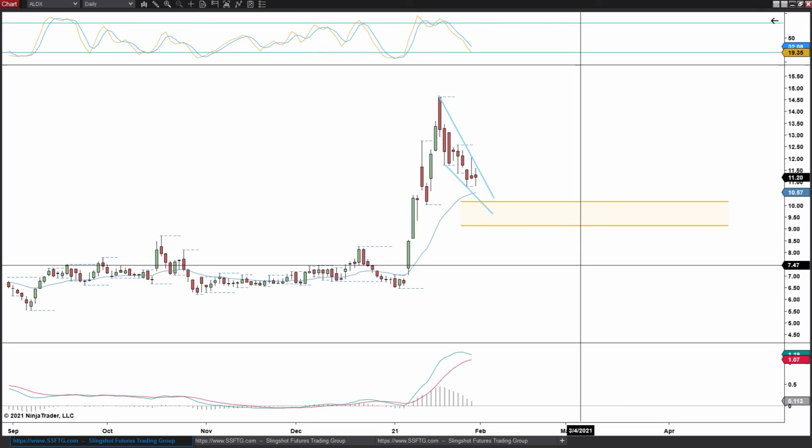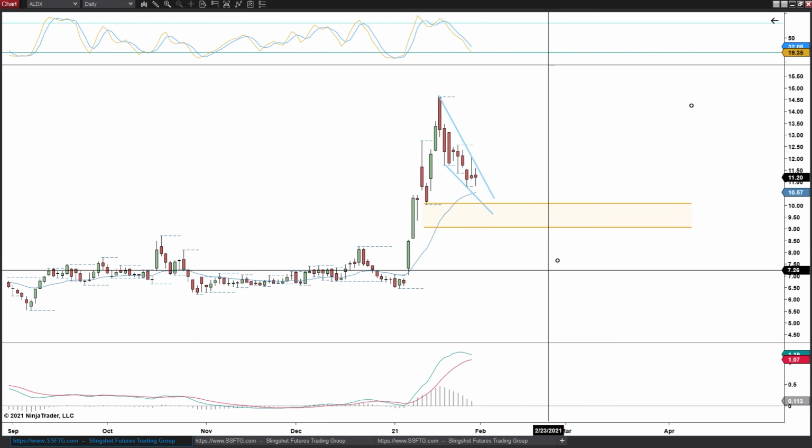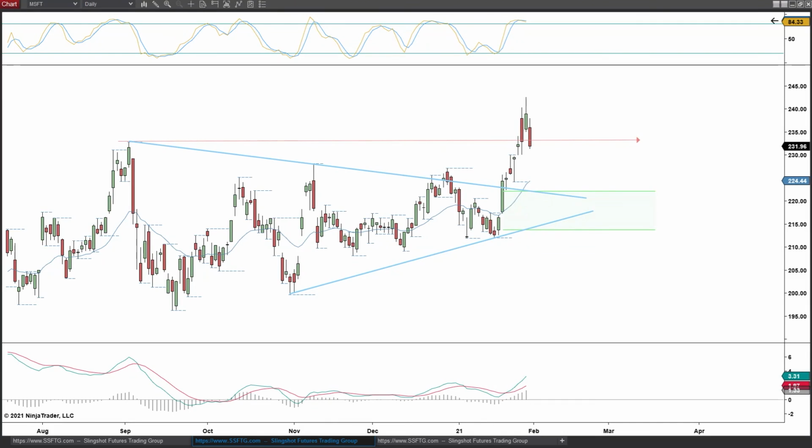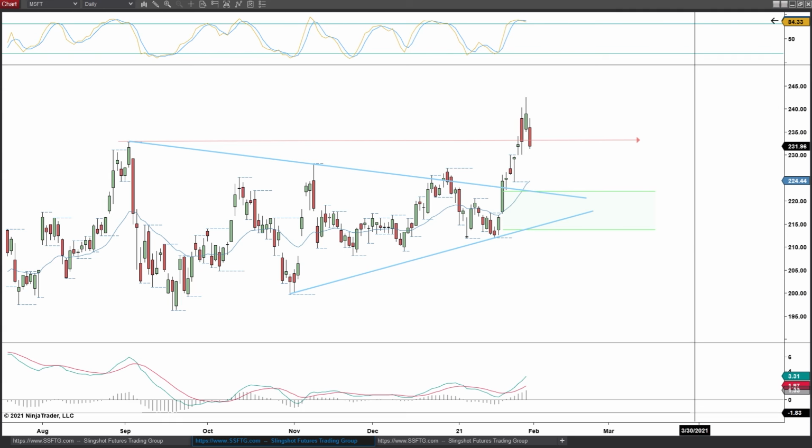Right now we still have that descending wedge and it's still waiting for just a little bit more of a pullback yet. Next up on the list, we've got a big player, Microsoft. That's MSFT, Mike Sandy Foxtrot Tango. I think everybody pretty much knows that ticker symbol, but we do have some really good continuation up.